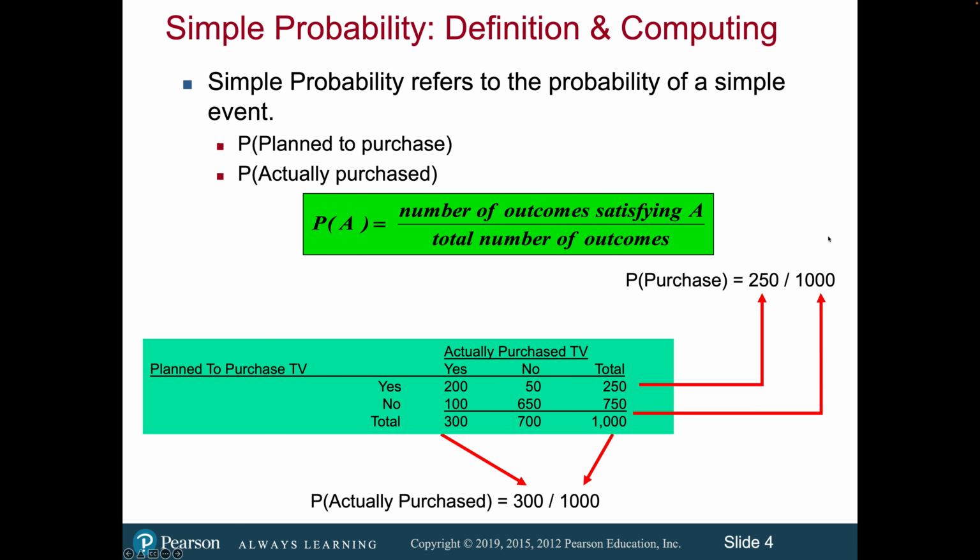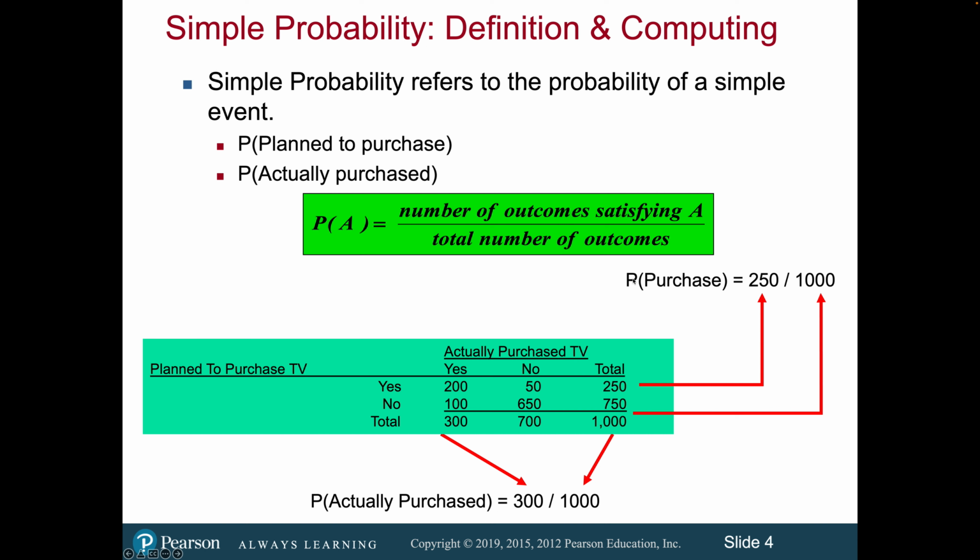Simple probability, simple event means that we're calculating the probability of a single event. So one example of an event from this table would be plan to purchase. Another event would be actually purchased. Now, in the next slide, we're going to put these together and talk about joint probabilities. But right now, if we're just thinking about simple probability, we actually just end up working with the total rows. So as an example, the probability of planned to purchase, we can focus totally on this first row.